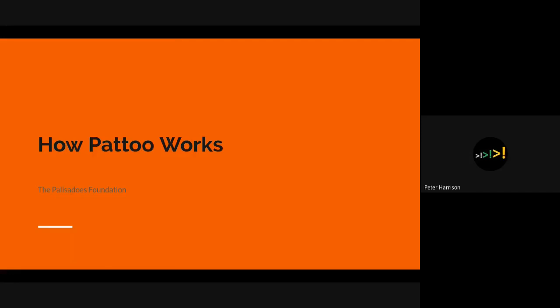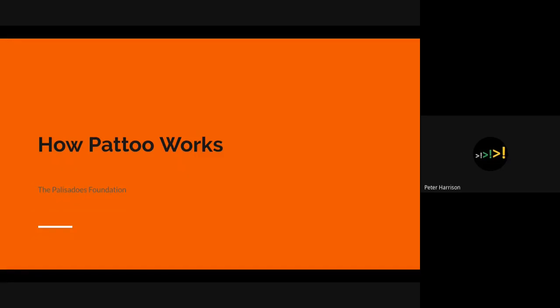This document talks about how Pattoo works. As you may know, Pattoo is a set of applications and libraries that are used to pull data from remote hosts and then send them to a central server. There are a number of repositories surrounding Pattoo. There's a shared library. There's a set of agents as a repo.